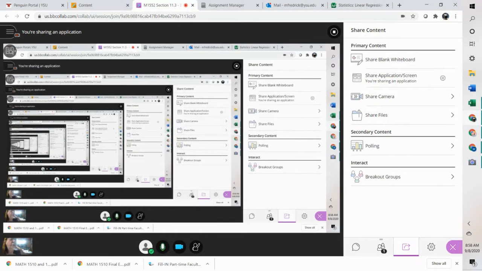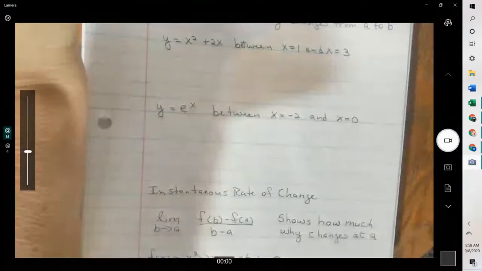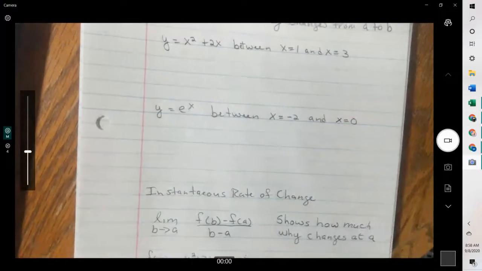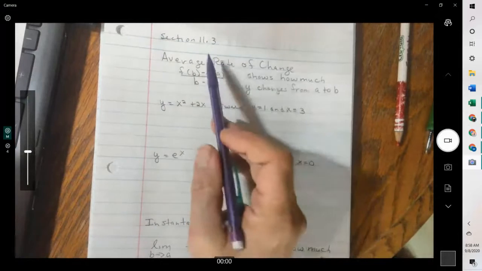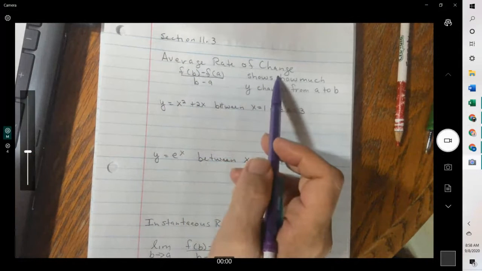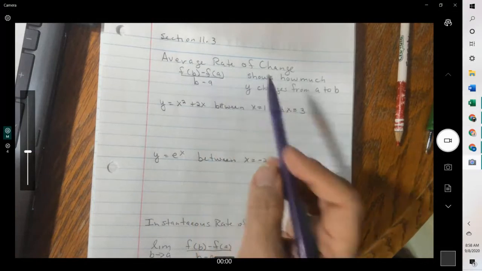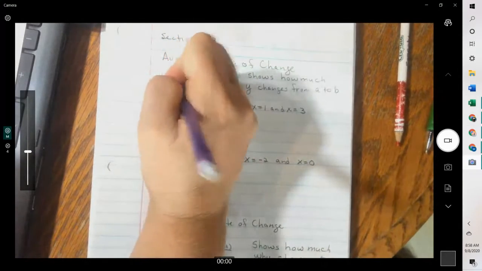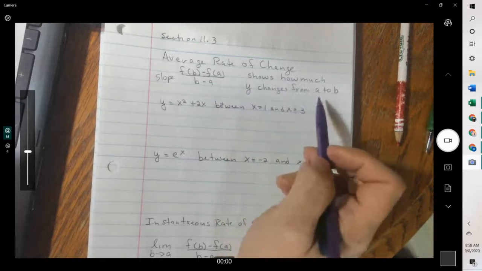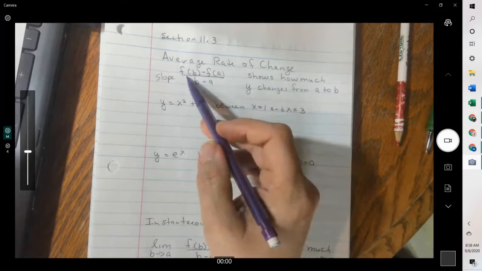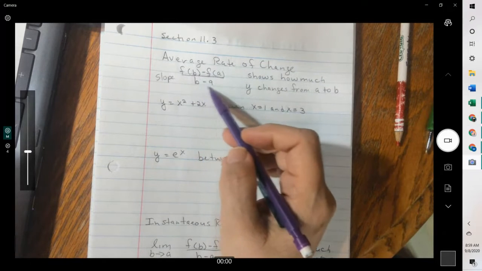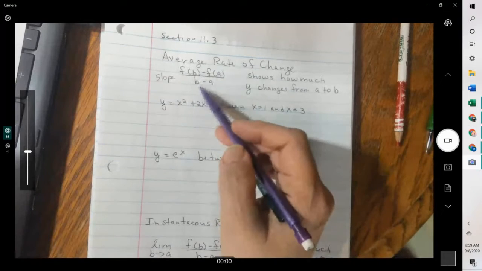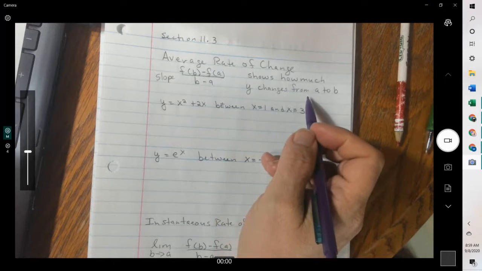Today we're going to cover section 11.3. Section 11.3 is average rate of change. When you're doing the average rate of change, that's your slope. So if you're going from B to A, it's f of B minus f of A over B minus A. Change in y over your change in x. It just shows you how much y is changing from the two x values.